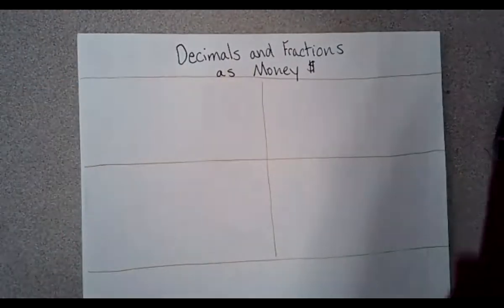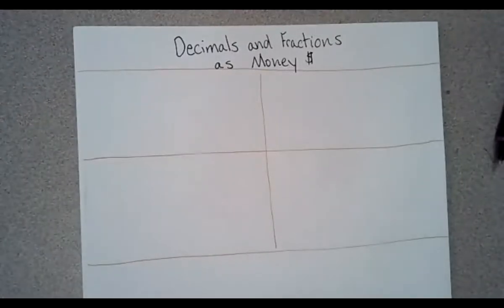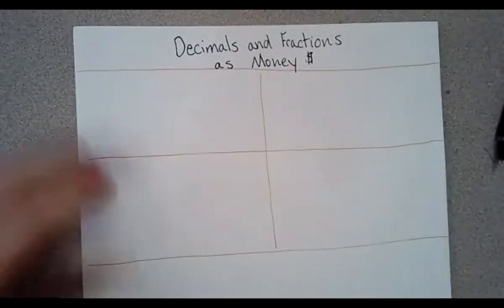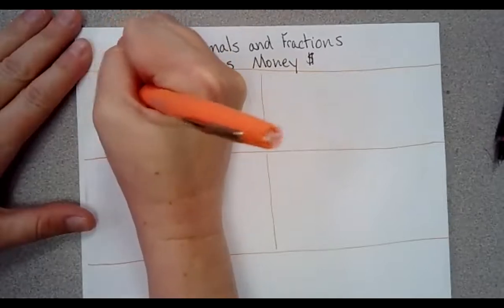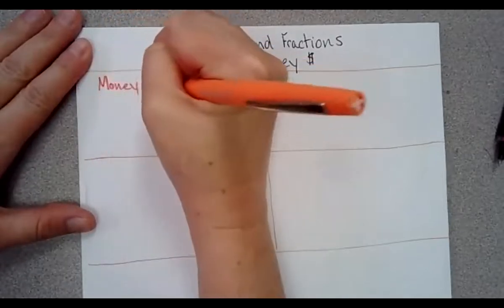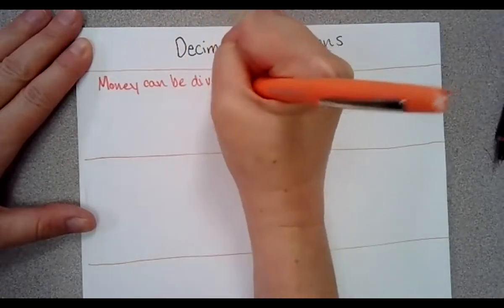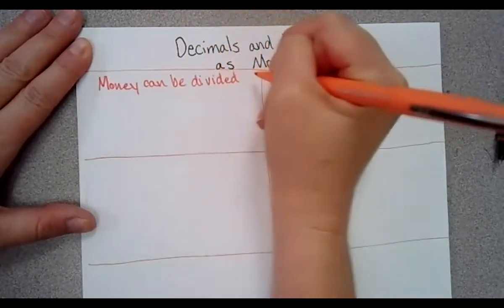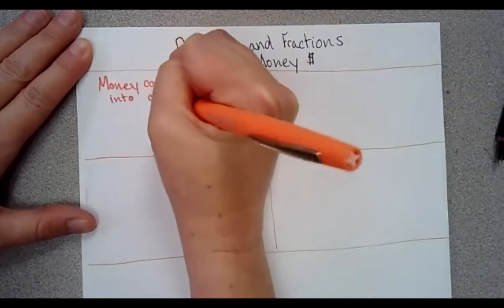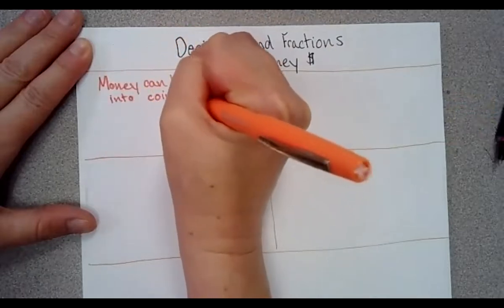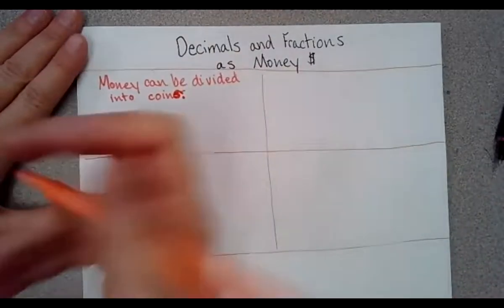Okay, so the first thing that I want you to know is that money can be divided into coins. Write that down. Money can be divided into coins, all right? Coins. I'm going to spell coins right with an S, period. Okay. Money can be divided into coins.